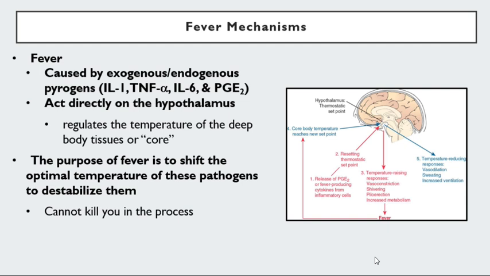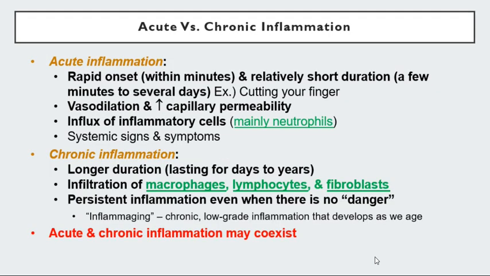Fevers shift the optimal temperature of these pathogens to destabilize them. They don't necessarily kill pathogens. To really kill pathogens, you'd have to go to like 100 degrees Celsius, which you would be dead at, right? So you don't want to. Fevers don't do that.